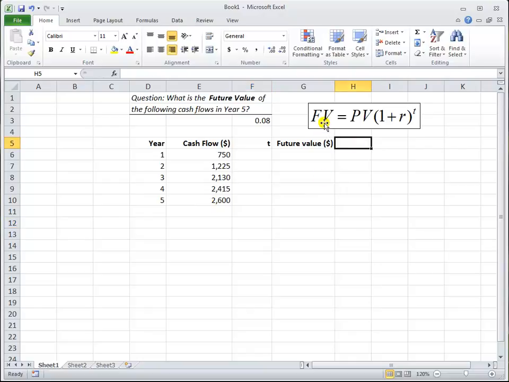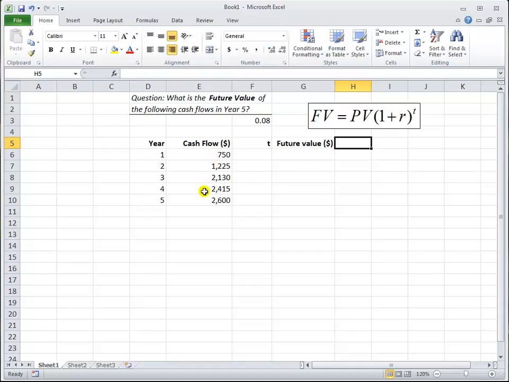By now you know that the future value of a lump sum payment can be calculated as present value times 1 plus the annual rate of interest raised to an exponent number of years if we are compounding annually. And unless otherwise mentioned, we understand that the problem is about annual compounding.